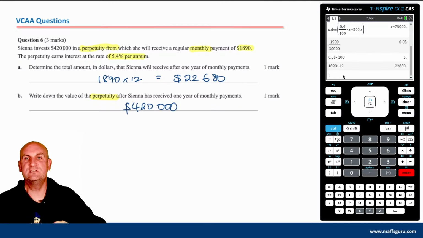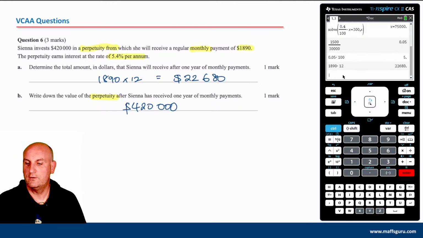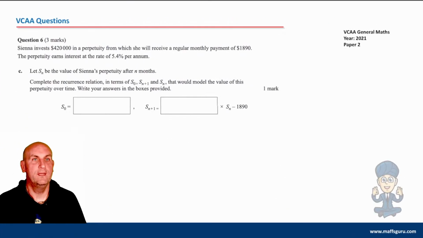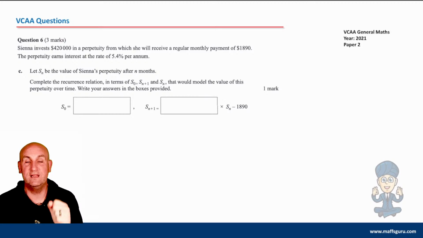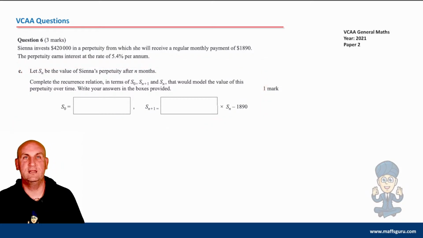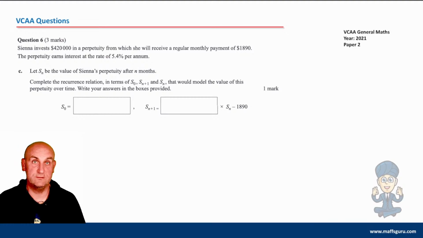And again, a staggering number of the state got that question wrong because they just didn't get it. Sienna, this is part C. Sienna invests that $420,000. Now again, you've got to be able to cross over your skills, all right? You've literally got to cross over the skills. Why? Because they're going to ask you to write things back in recurrence relationships, right? So please realize that everything you do, even with a financial solver, can still be written as a recurrence relationship, right?